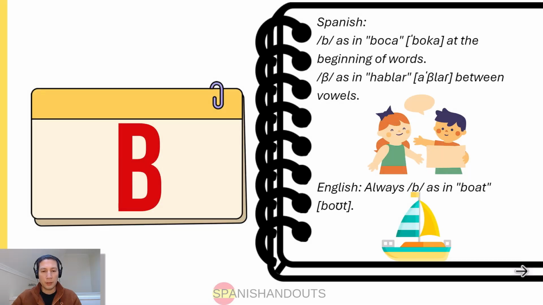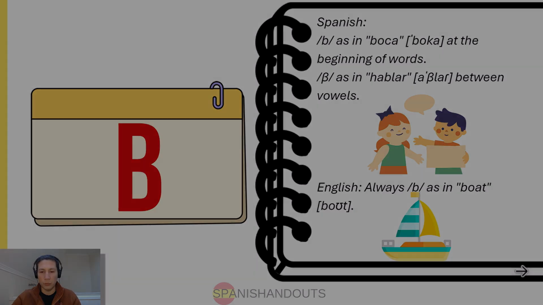To begin with the consonants, we have the letter B, and in Spanish it is pronounced as B, as in boca, at the beginning of words. Also, we have this sound, as in hablar, between vowels. In English, you can find the same pronunciation as in boat.